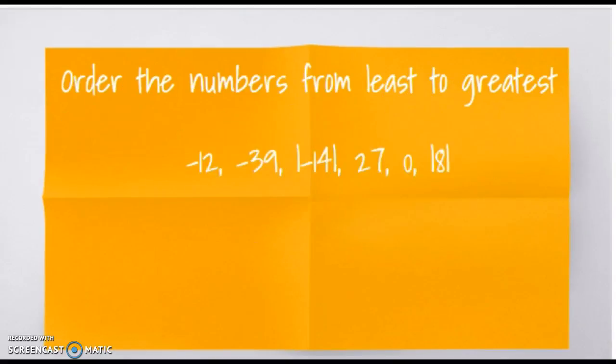All right, moving on. This one says order the numbers from least to greatest. So the first thing I'm going to do is rewrite any absolute values as what they're actually worth. So the absolute value of -14 is worth 14. Absolute value of 8 is worth 8. Now I can put these numbers in order from least to greatest.